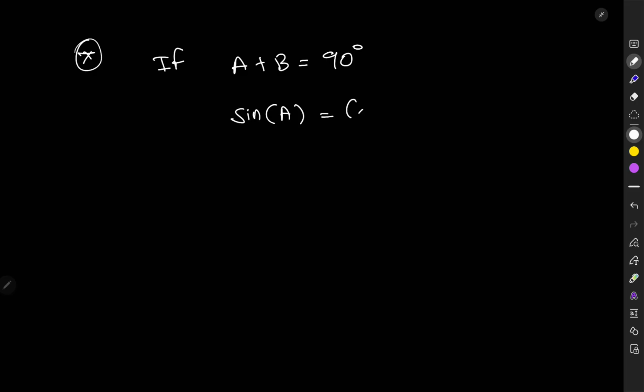Now let's learn a very important concept. This is very important. If a plus b is equal to 90 degrees, then I can write sine a is equal to cos b. So remember this.